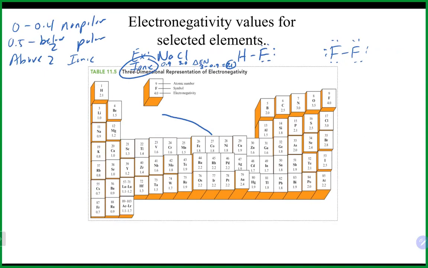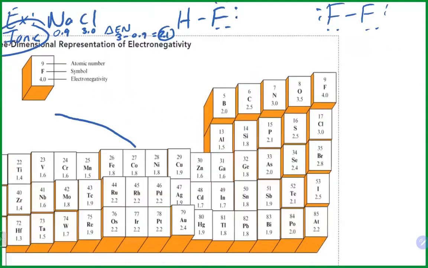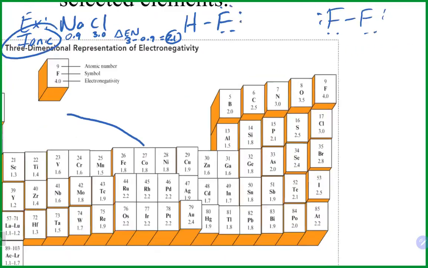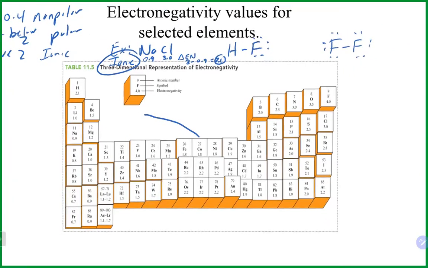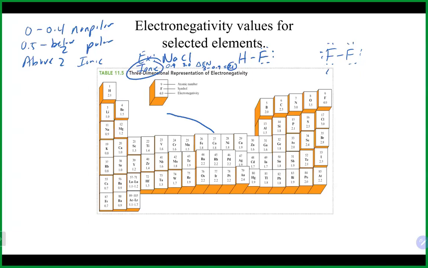If we look at fluorine, which has an electronegativity value of 4, that would be 4 for this guy and 4 for this guy, which gives us a change in electronegativity of 4 minus 4, which is 0. That definitely falls under a nonpolar bond, which is what we would expect to happen.